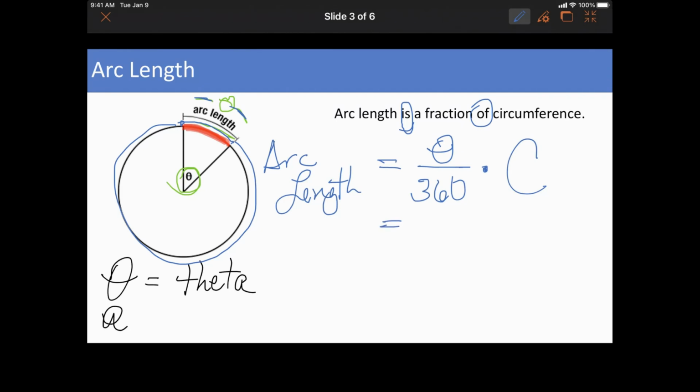So I could also write it like this. Instead of using theta, I can use A. Again, doesn't really matter, as long as you know what the variable represents, which is the angle of the arc you're measuring or finding the length of. So this is your equation. Now that circumference, you can use 2 pi r or you can use pi d, depending on what you're given.